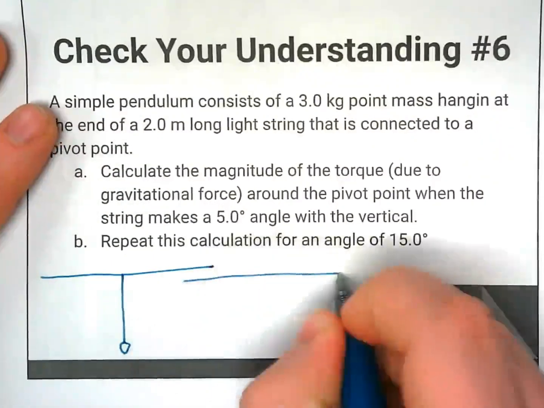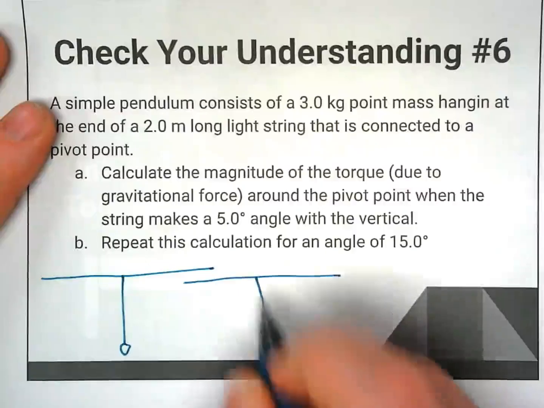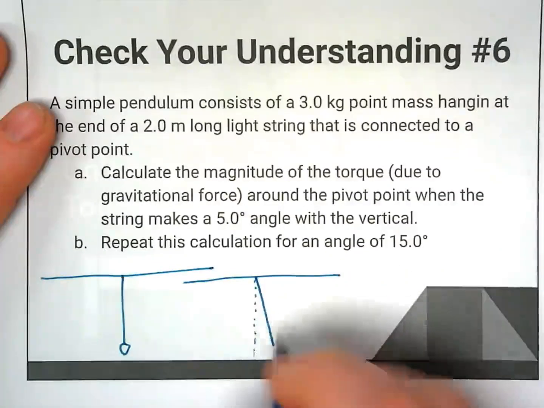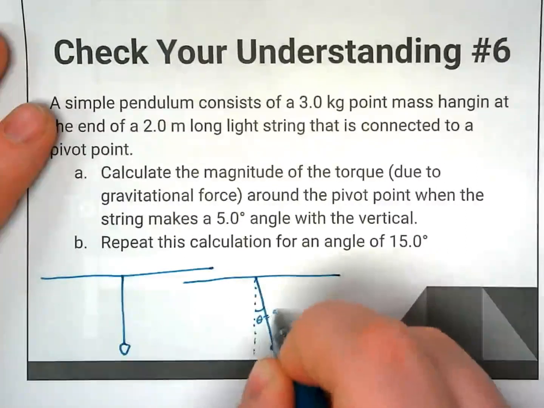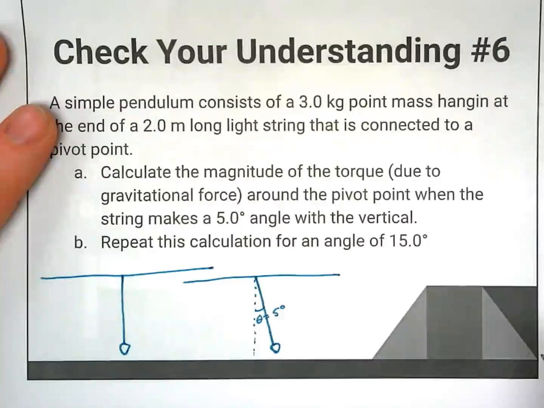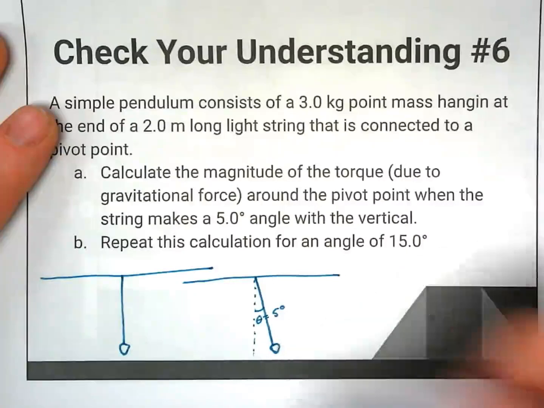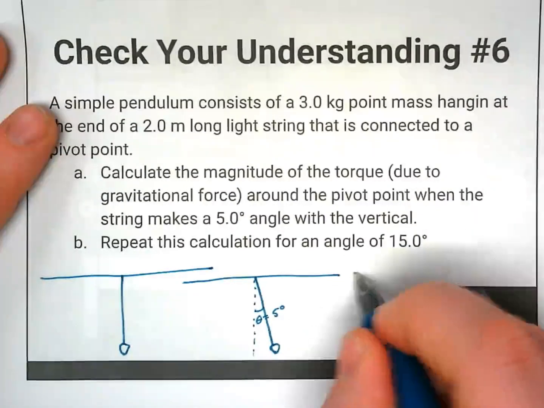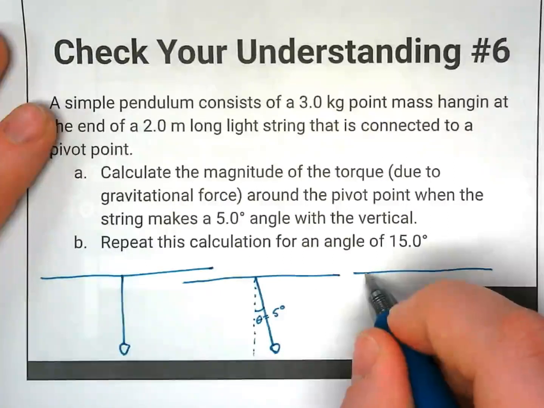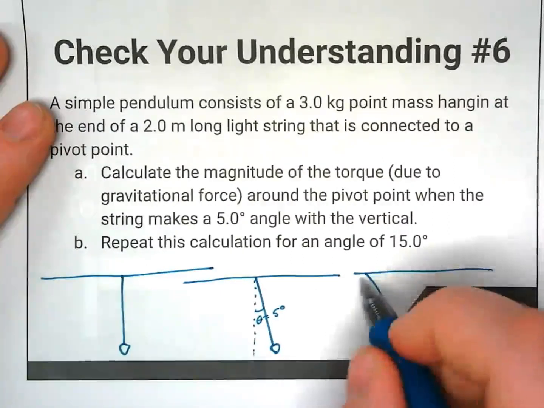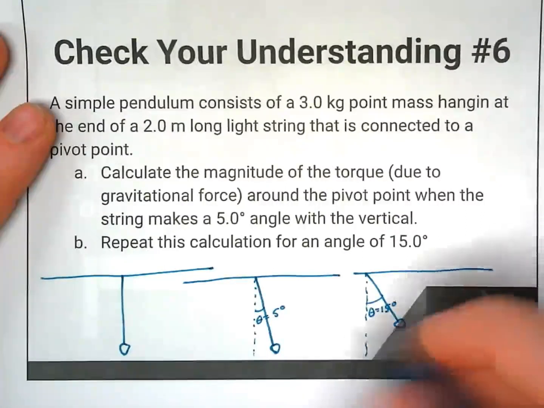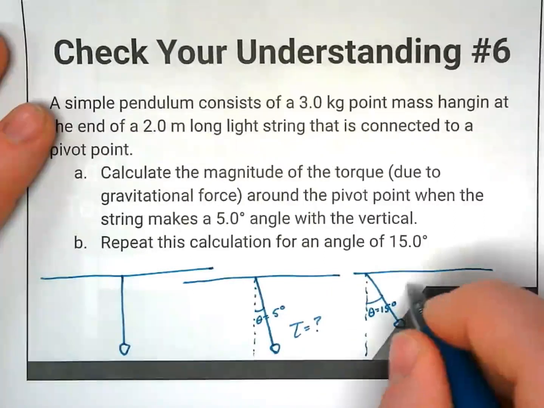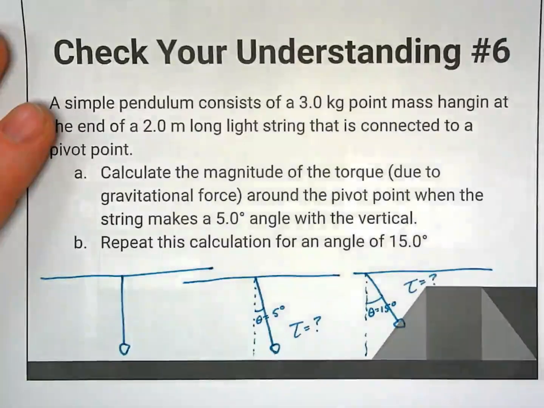So the question's asking, if we were to take the same pendulum and make an angle here of, say, 5 degrees, now this angle is a bit exaggerated here, how does that change the torque of this particular pendulum? And then if we were to increase it even further, again super exaggerated, to 15 degrees, what is the torque? So what's the torque here at 5 degrees? What's the torque here at 15 degrees?